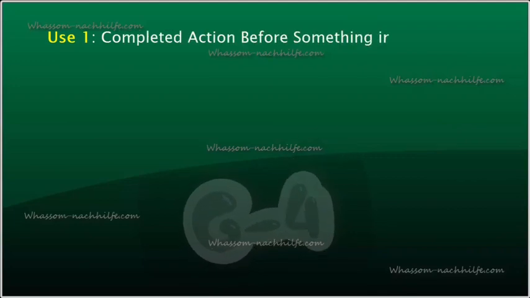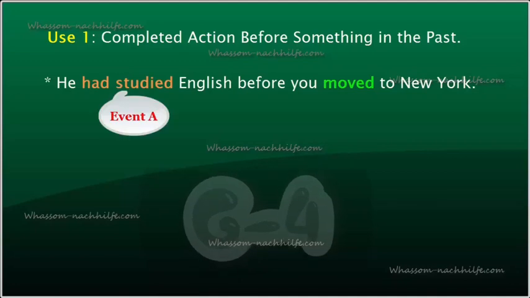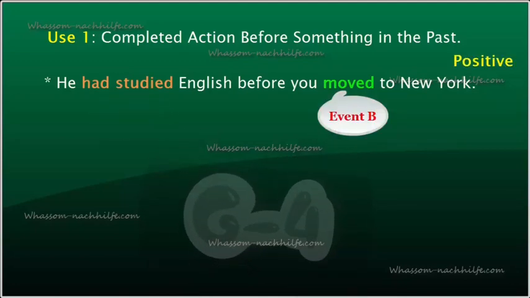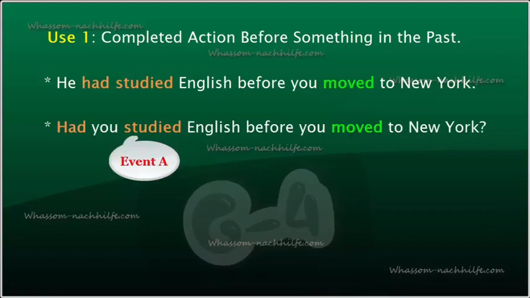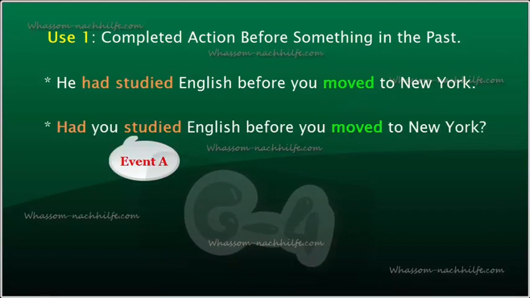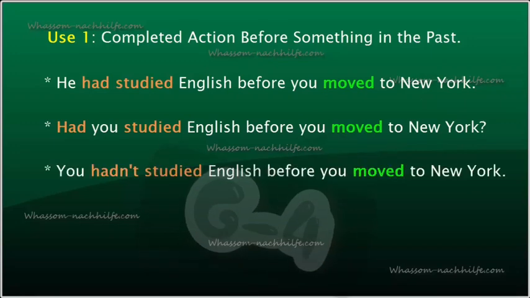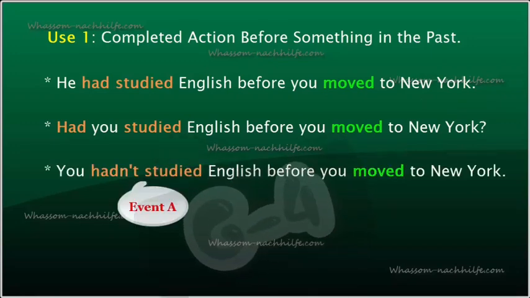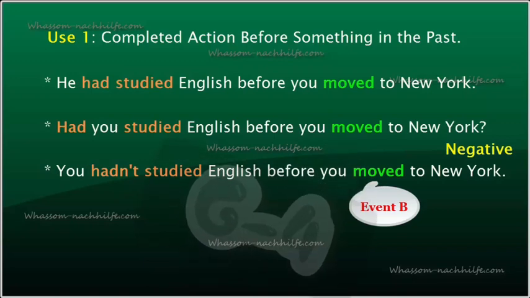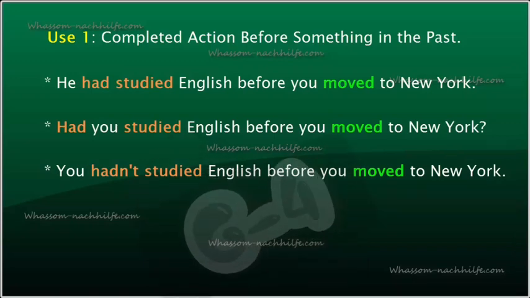This first explanation refers to the completed action before something in the past. Some more examples. You had studied English before you moved to New York. Had you studied English before you moved to New York? for an interrogative sentence. And you had not studied English before you moved to New York for a negative sentence.